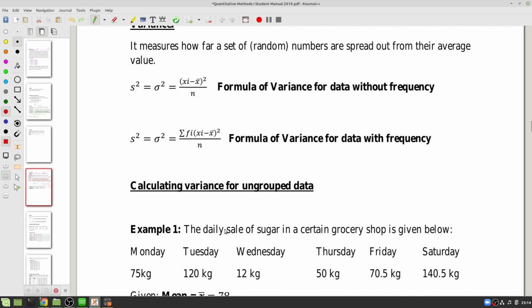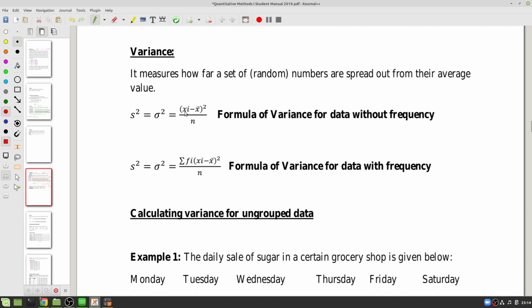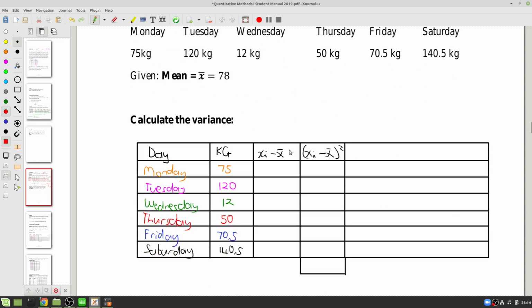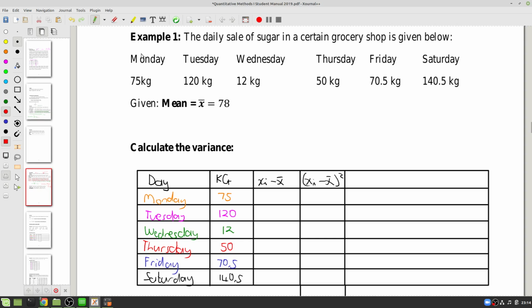All right, variance. Again, you can see it follows a similar kind of pattern. We have an xi, we've got the x bar, we do something to that answer, and we divide it by n again. So here I've already written up a table, just giving these values. This is the daily sale of sugar in a certain grocery shop. On Monday, that much, Tuesday, 120, etc. And I've already put that in a column.